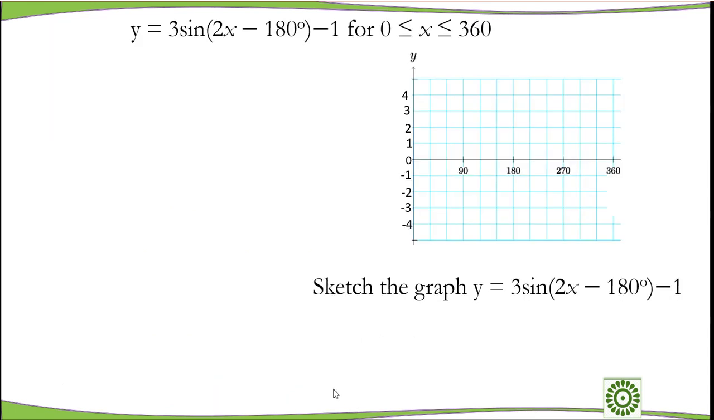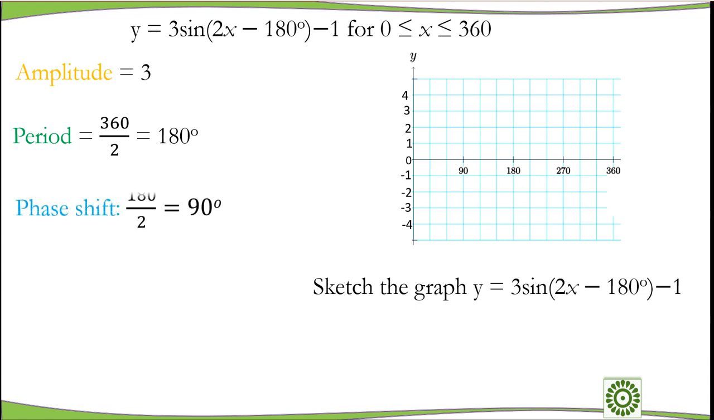Now let's be specific about our question. We start. A, our 3, is our amplitude. 360 divided by 2 is 180, which means the graph is going to keep repeating itself every 180 degrees. The sine graph will repeat itself every 180 degrees. Phase shift, 180 divided by 2, is 90. So that means we have to shift the graph 90 degrees to the right. Remember, it's to the right because it's negative.